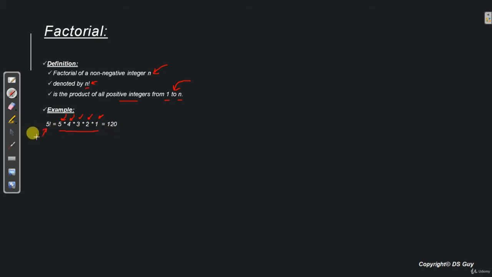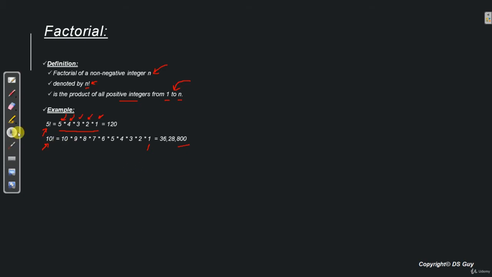Fine. Now let's see one more example. Let's say we want to find the factorial of 10. How do we do that? Again, we start from 1 multiplied by 2, 3, 4, 5, 6, 7, 8, 9 and 10. So the value comes to 3,628,800.